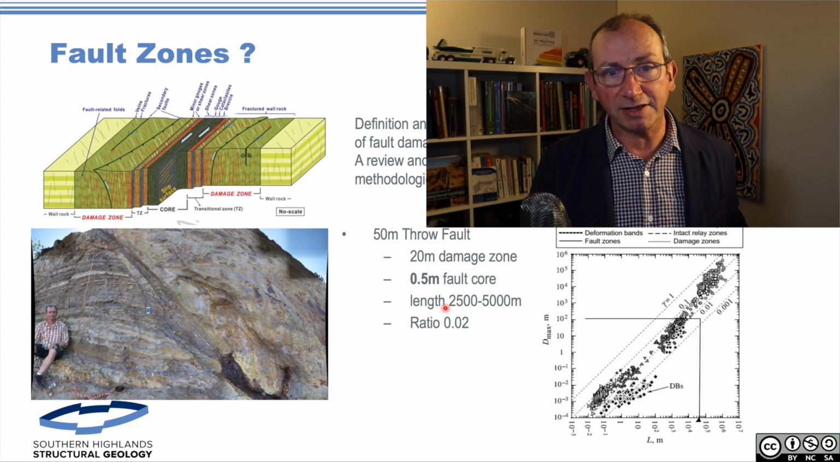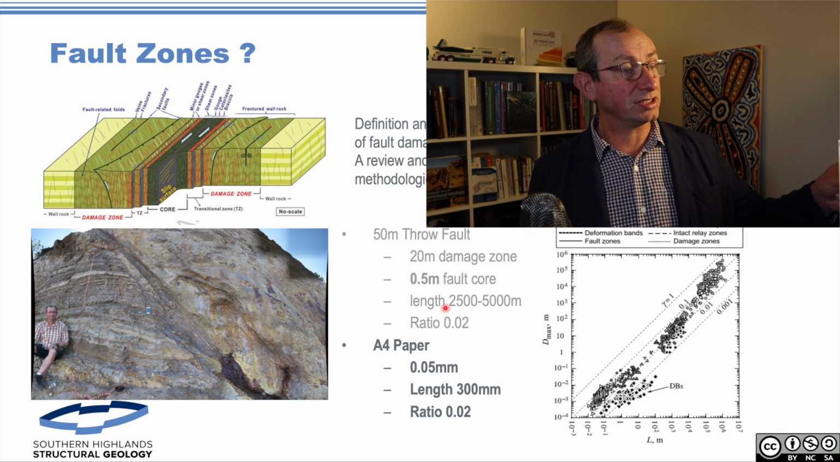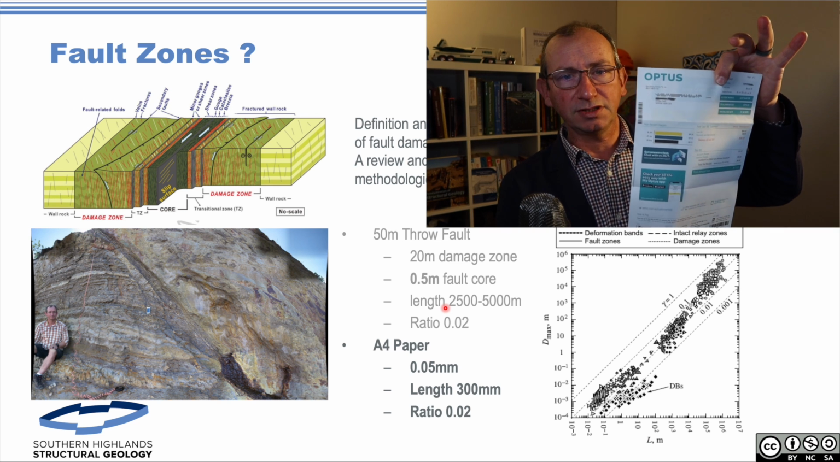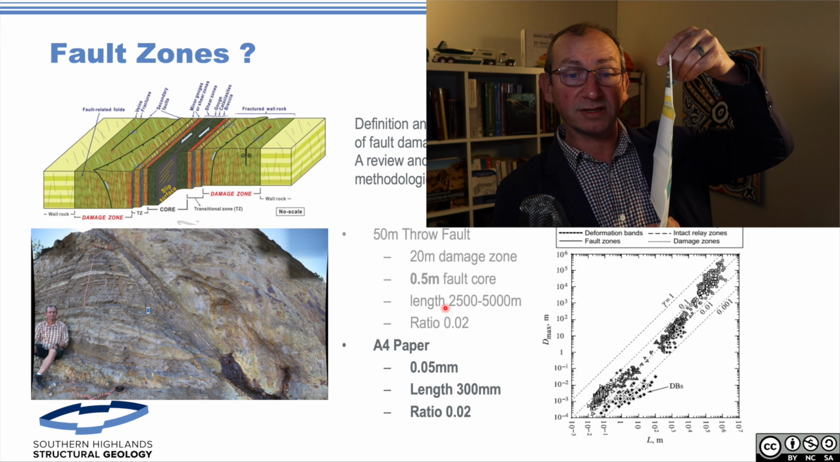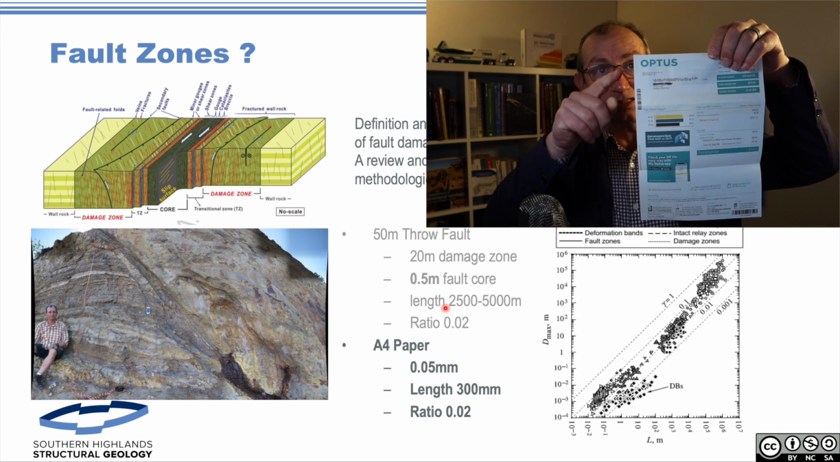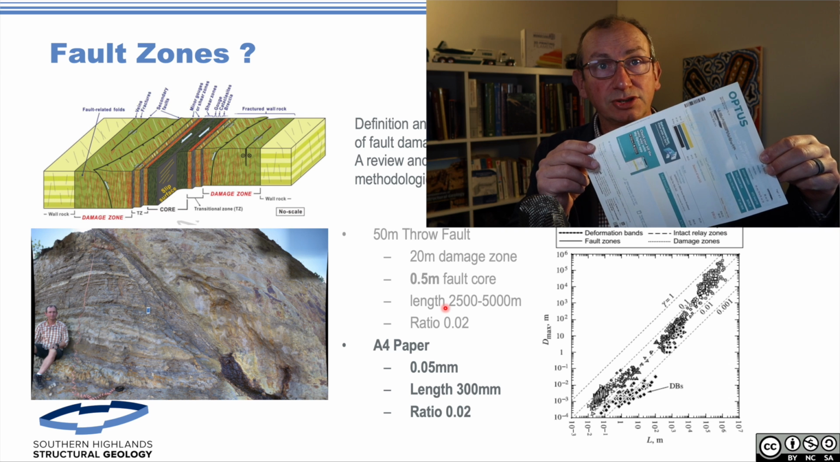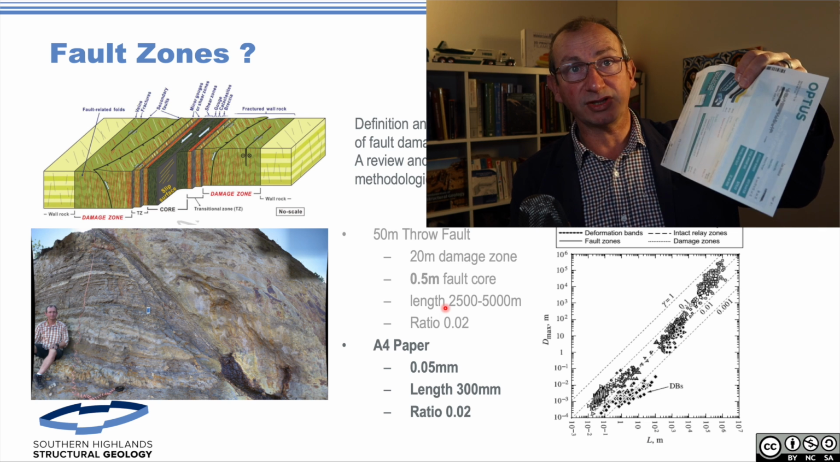What's important to think about, though, is that if I get an A4 piece of paper, and here's my telephone bill, my telephone bill is about 0.5 millimeters thick. It has a maximum length of 300 millimeters, and that gives me a ratio of 0.02. So this piece of paper, I don't think of it as a three-dimensional object.